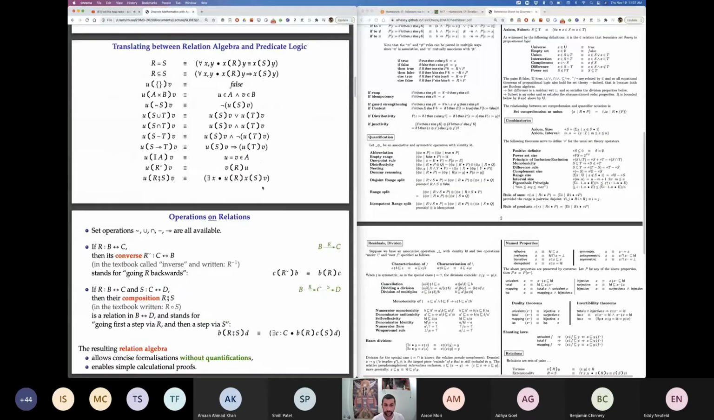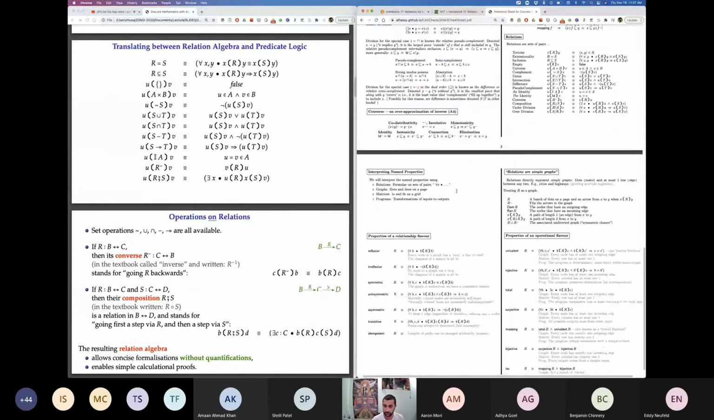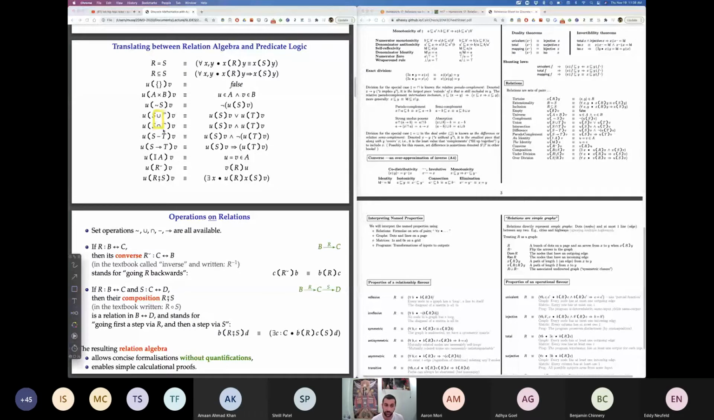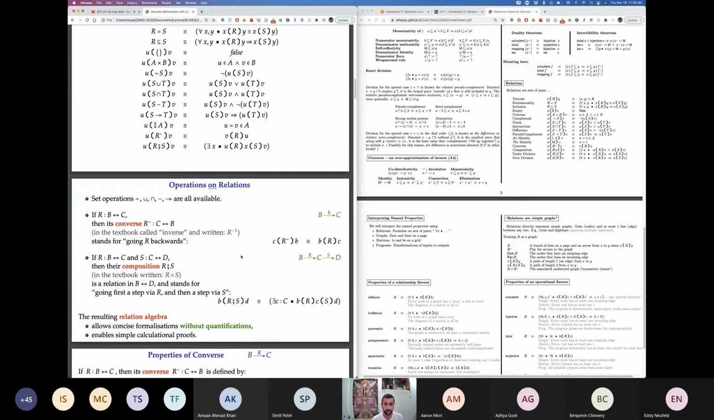So here's the translation I've posted for you down here, and we've seen it a few times. It essentially says all these familiar looking symbols are really in terms of familiar looking symbols. This fancy arrow is really in terms of implication, right? Equality in terms of equivalence, this inclusion in terms of another inclusion. Hopefully you'll see that and be comfortable with it. The new features for relations are converse.